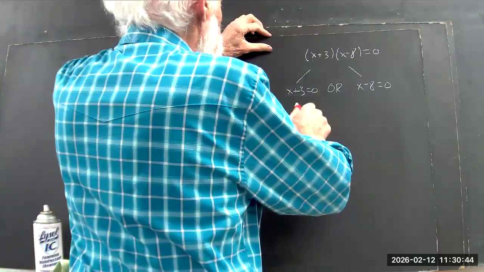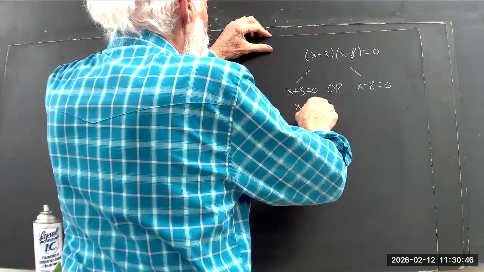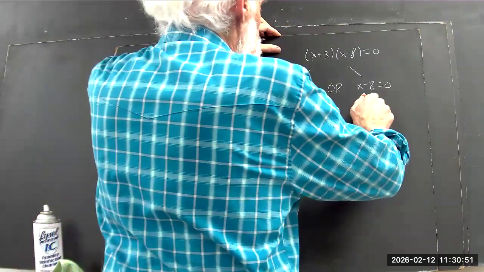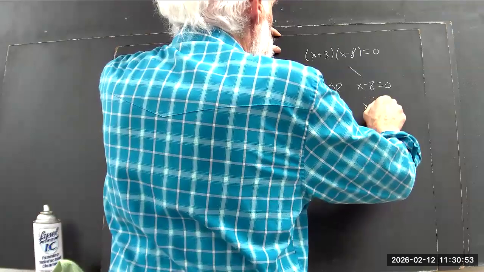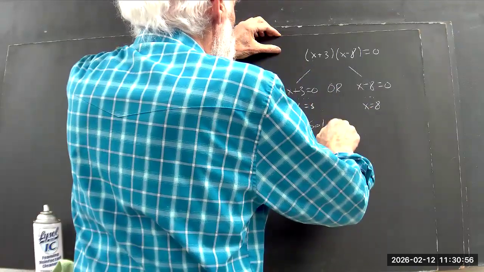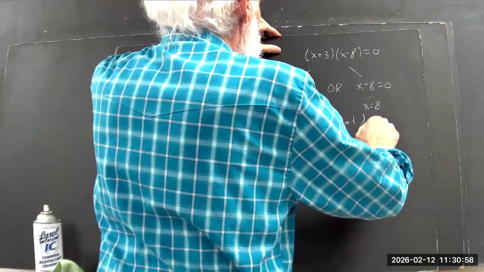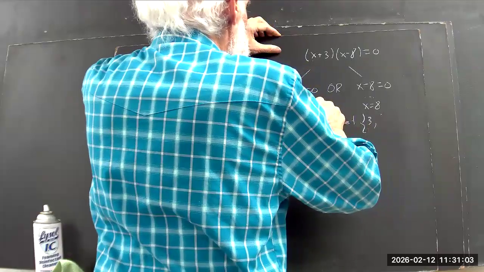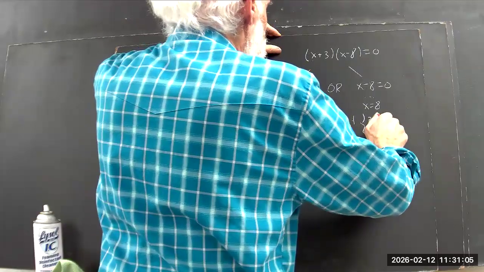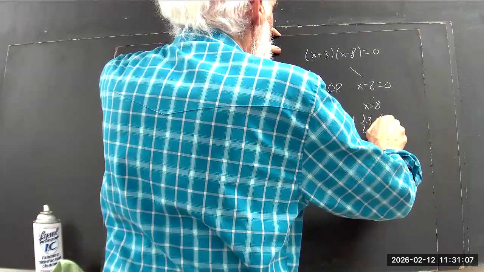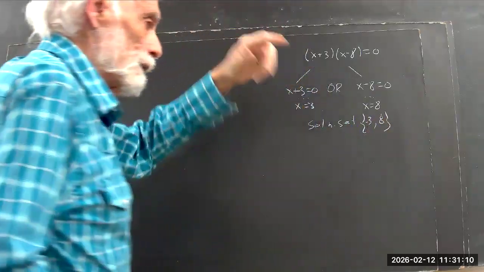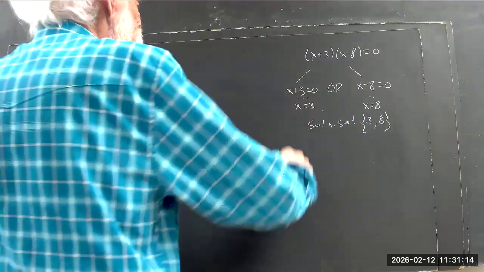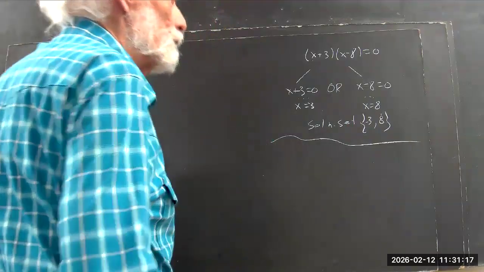So x plus 3 equals 0. Well, you can add negative 3 to both sides, and you're going to get x equals negative 3. And here you're going to get x equals 8. The solution set. Let's see, this should be x equals negative 3. I said it too fast, and I just wasn't thinking. Okay, I should have done the steps. So there's your solution.